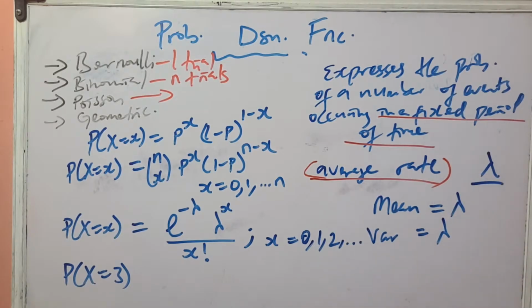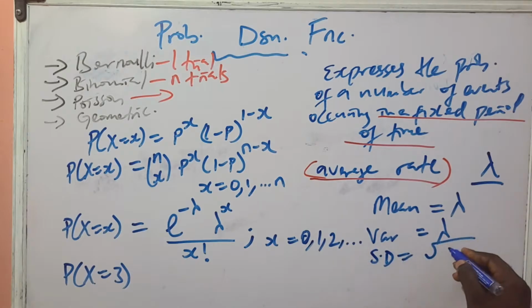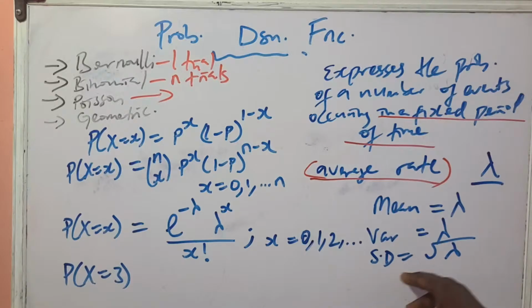So this is a very unique distribution. If you are asked to find the mean, the mean is whatever lambda was. If you are asked to find the variance, it is still lambda. So obviously, you know that the standard deviation in this case will be the square root of lambda, because standard deviation is the square root of variance. So if variance is lambda, then standard deviation will be the square root of lambda. So this is what you need to know about Poisson distribution.